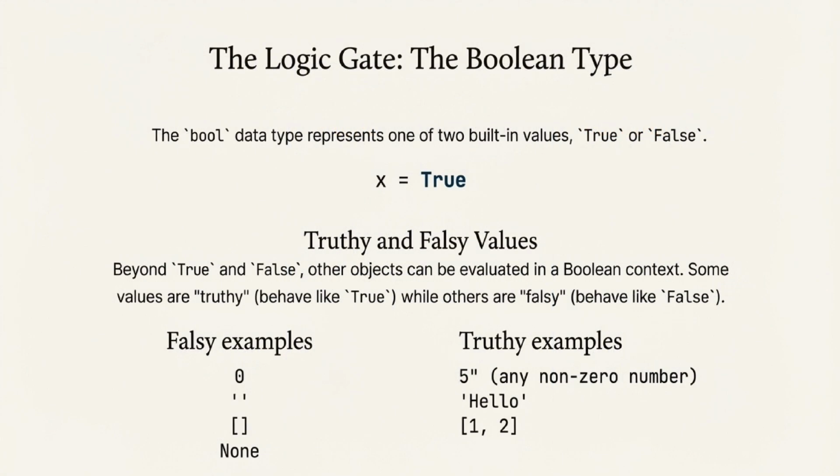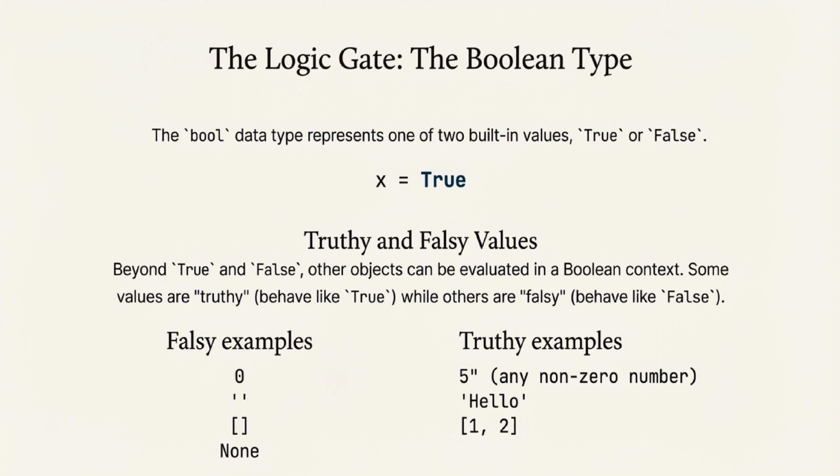The Boolean type contains only two values, true and false. It is used for logical operations and decision making. In Python, many values behave as truthy or falsy, depending on context, which is extremely useful for conditions inside loops and if statements.